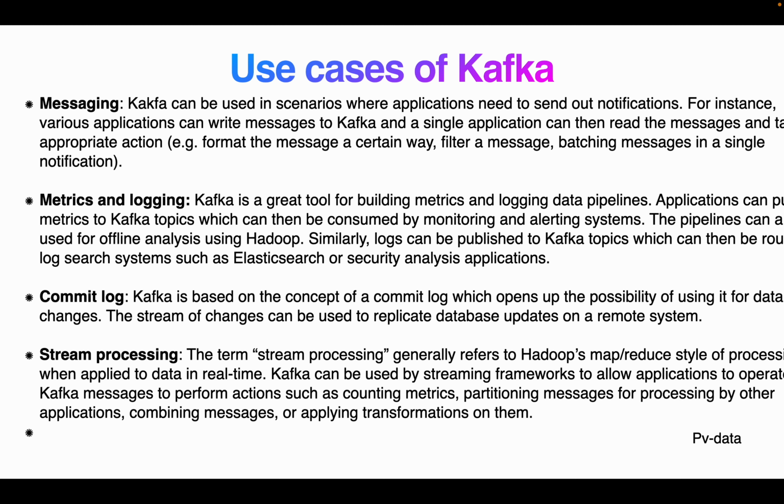Second part is metrics and logging. Kafka is a great tool for building metrics and logging data pipelines. Applications can publish metrics to a Kafka topic, which can be consumed by monitoring and alerting systems. The pipeline can also be used for offline analysis using Hadoop. Similarly, logs can be published to a Kafka topic, which can feed a log system in Elasticsearch. Commit log: Kafka is based on the concept of a commit log, which opens up the possibility of using data channels. Streaming channels can be used to replicate a database. Similarly for stream processing, which I'm using in my organization, I read data from Kafka using Flink, then process the data and store it into HBase. So these are the use cases.